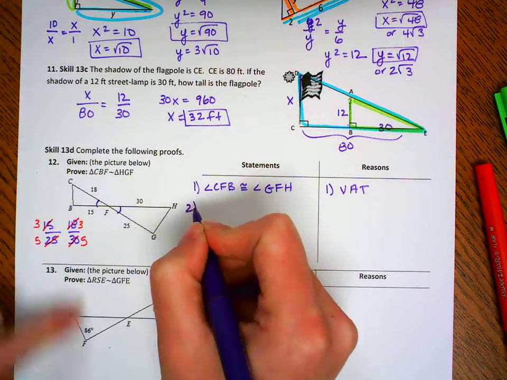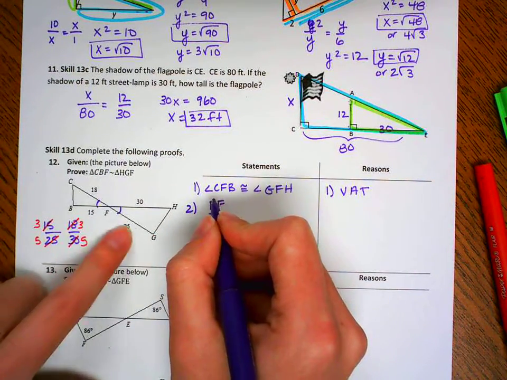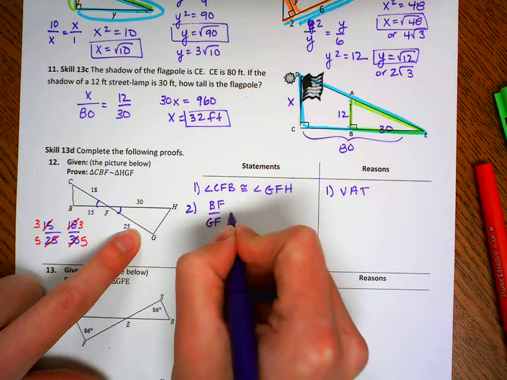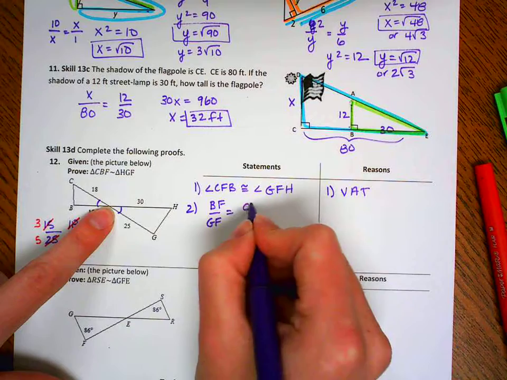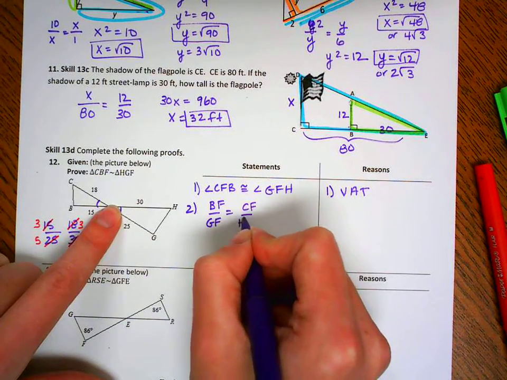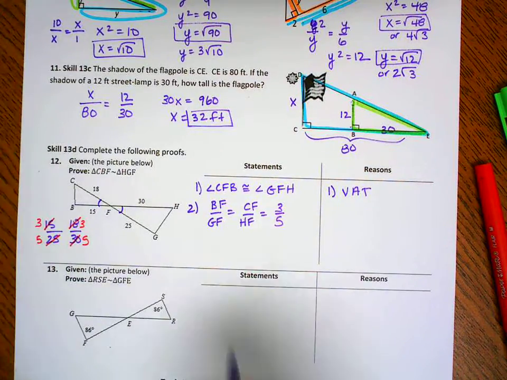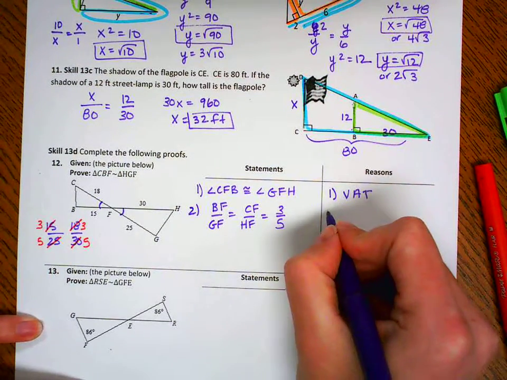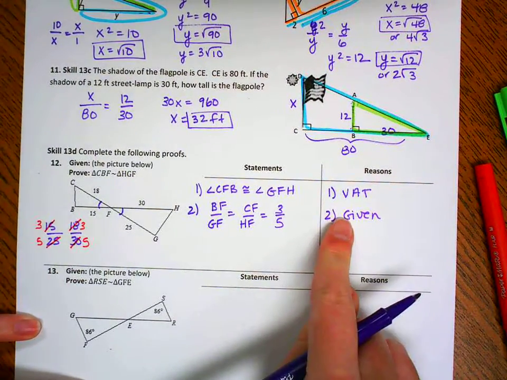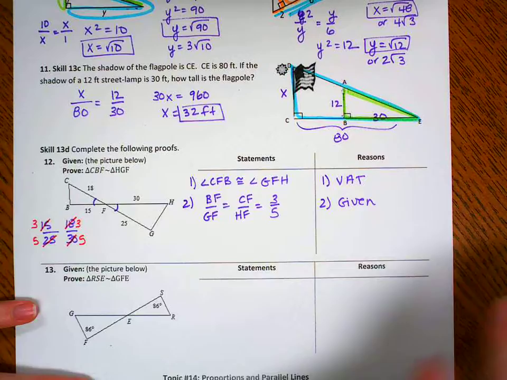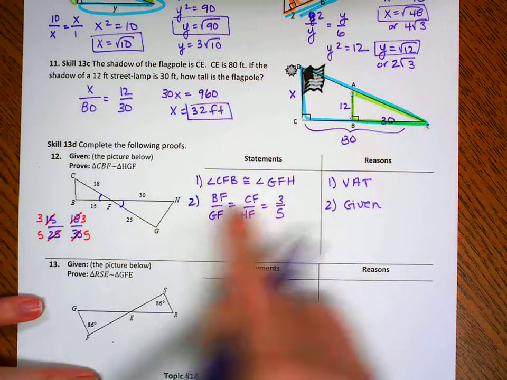So I can say, okay, the side that was 15, BF, over the side that was 25, GF, is equal to the relationship between the side that was 18, CF, over the side that was 30, HF. And both of those simplify down to a ratio of 3/5. Now, from the picture, remember? So I'm going to call this given. Now, if you're in a different teacher's class, they might have done this step a little bit differently, and that's okay, but just make sure you're doing it the way your teacher showed you to. They're going to be slightly different just because some people have different preferences for how they set up this proof.